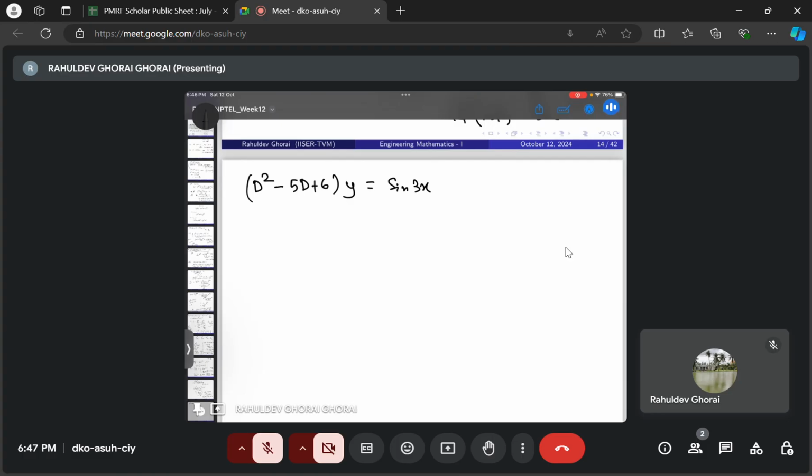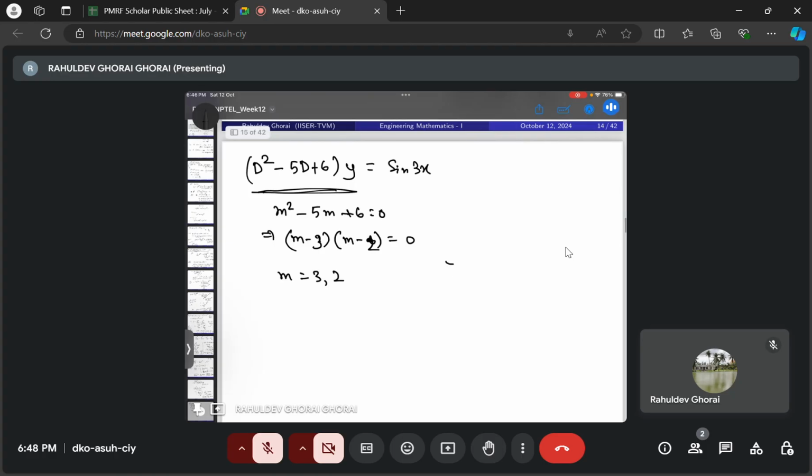So mainly for that you have to make this a homogeneous equation, and from there the auxiliary equation will be m square minus 5m plus 6 equal to 0. So m square minus 3m minus 2m plus 6, then it makes sense. So m will be 3 and 2. There are 2 roots.